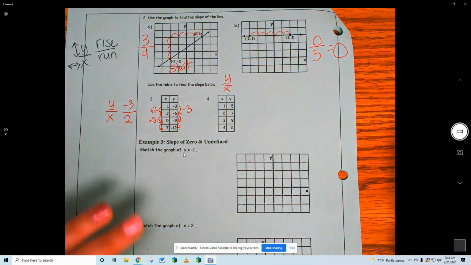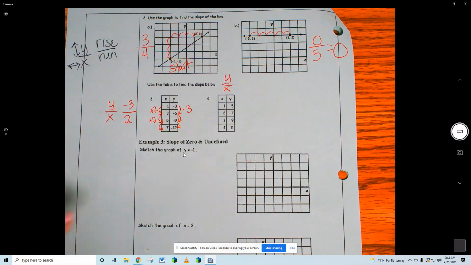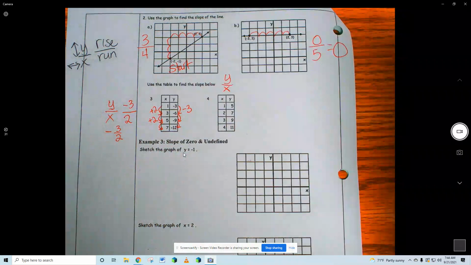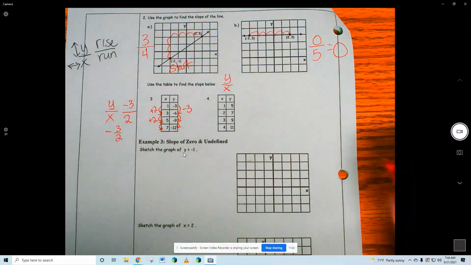My slope is negative 3/2. And I really want you to remember that the negative sign would go with the numerator. As we go further along, I'm going to assign the negative with the numerator. That'll be in a couple days. I'll talk about that again.